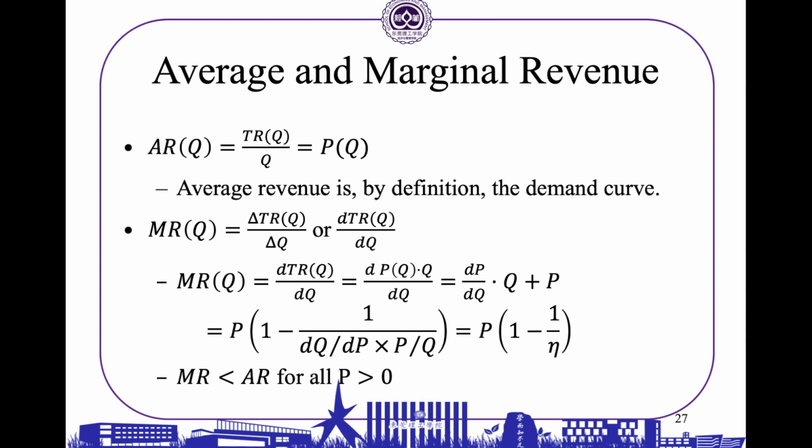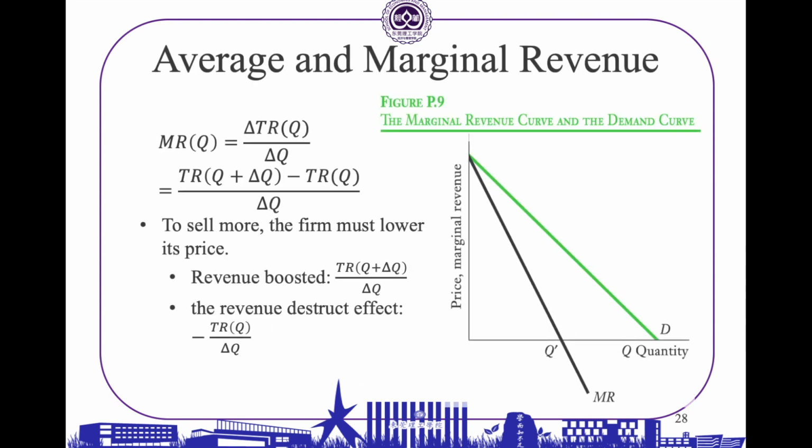Also note that by this formula, you can observe that marginal revenue is always lower than average revenue, as we consider a positive price world and the law of demand holds, so price elasticity is always positive. These results can be shown in figure F9.